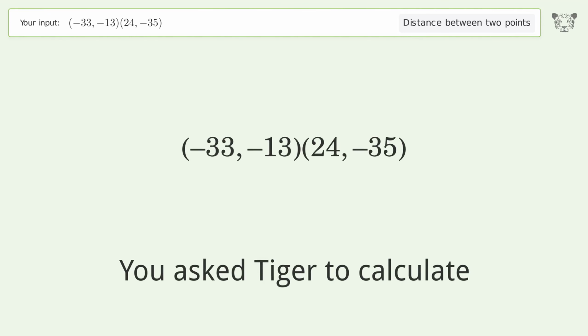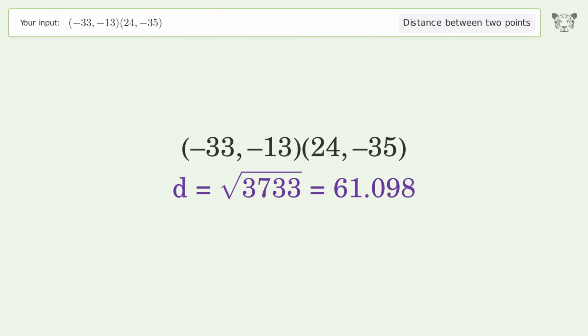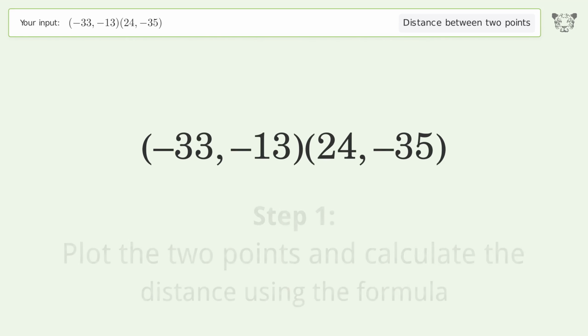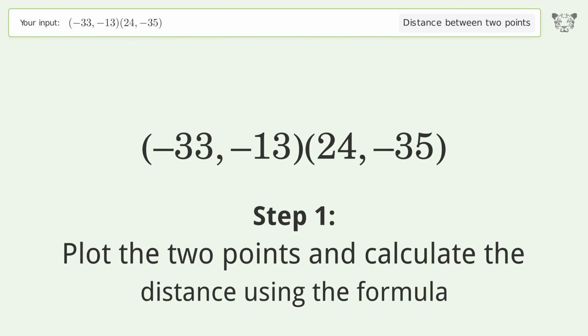You ask Tiger to calculate. This deals with the distance between 2 points. The distance between the 2 points is the square root of 3,733, or 61.098. Let's solve it step by step. Plot the 2 points and calculate the distance using the formula.